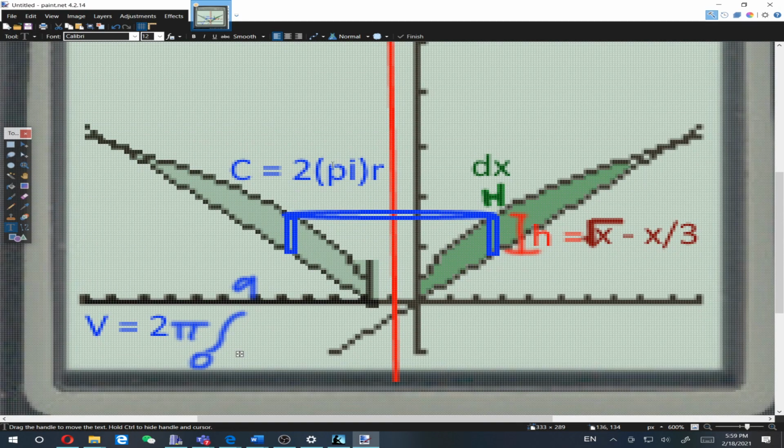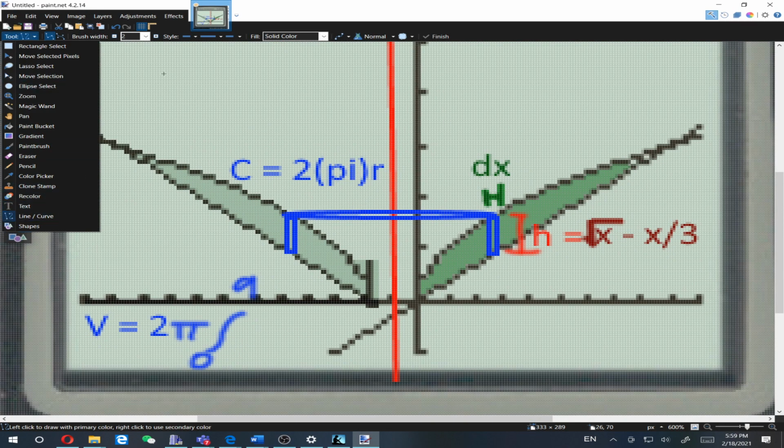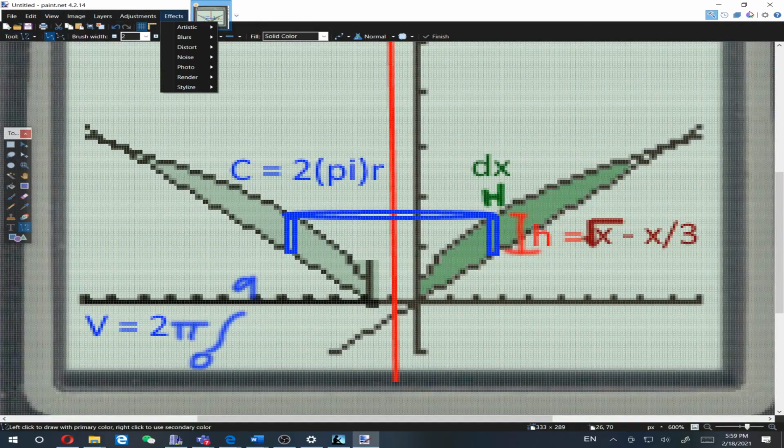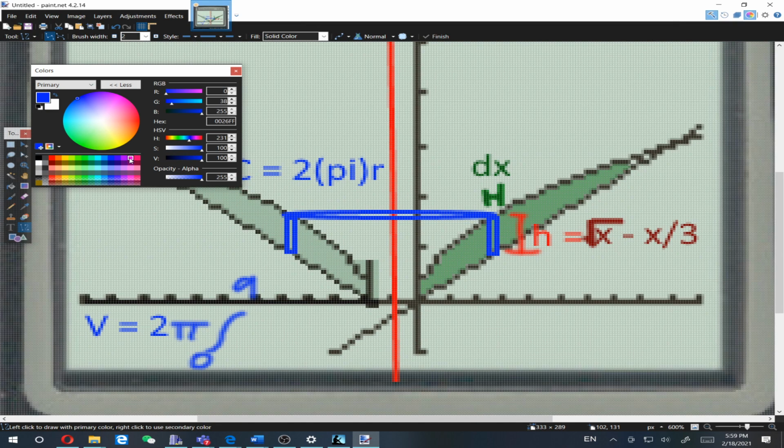So this 2 pi is from our circumference. We've already pulled it outside the integral. Our r is our distance to the axis of rotation. This is the hard part. So my radius is my distance from here at the axis of rotation to here, our x value right now.